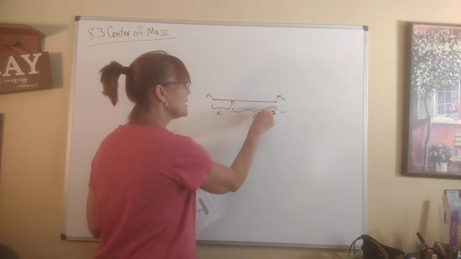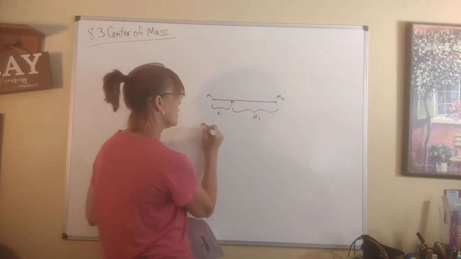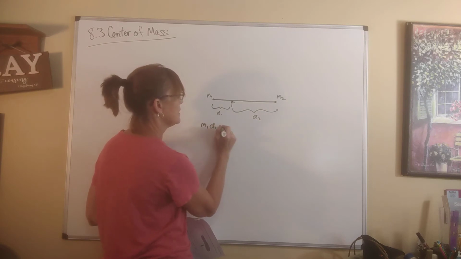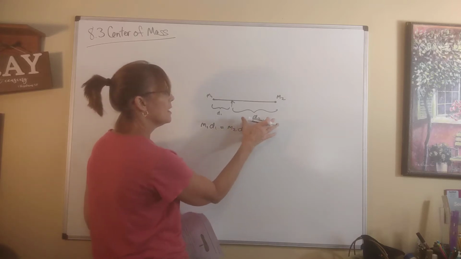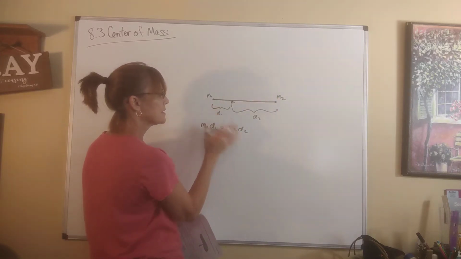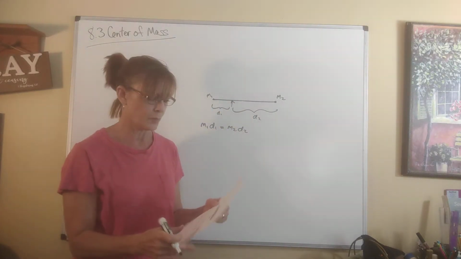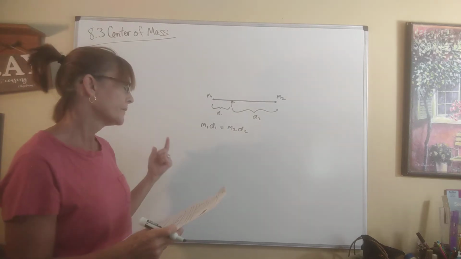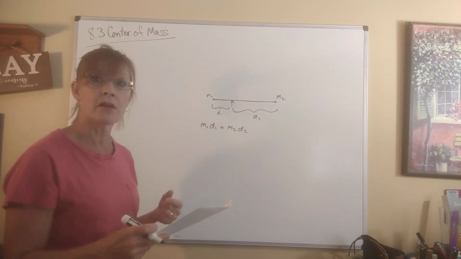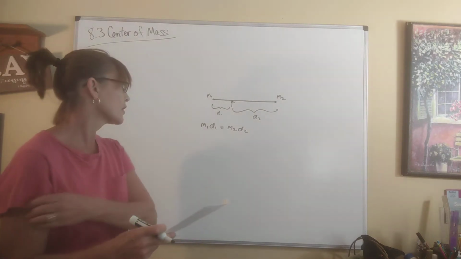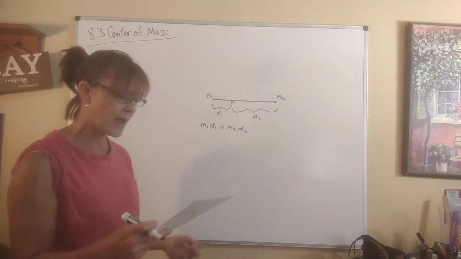It turns out that these will be balanced when M1 times D1 is equal to M2 times D2. When this times this is equal to this times this, that is the point at which these two will be balanced. This idea of what makes something balanced is called the law of the lever, and it was discovered by Archimedes.